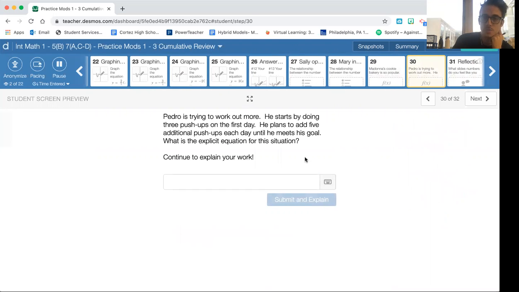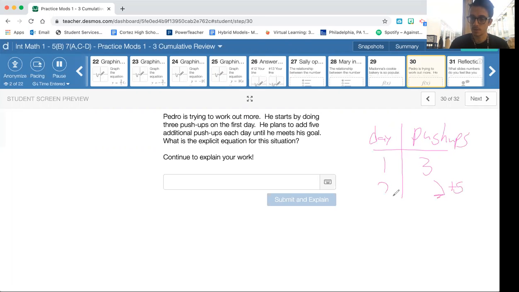Pedro with the push-ups. Originally, this was Scott's workout plan. I think that was the name of this one. What's going on here? Doing 3 push-ups on the first day. So on day 1, we have 3, adding 5 additional push-ups each day. So we just keep adding 5. Could keep going with this if you want.